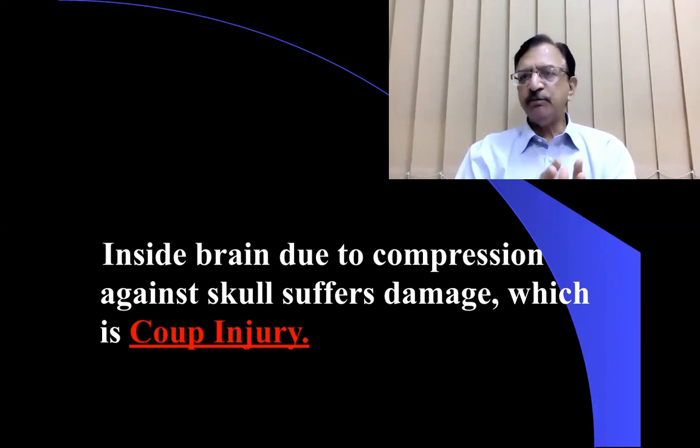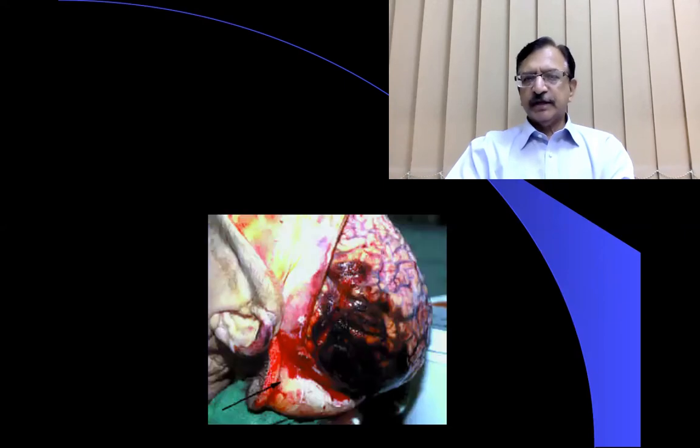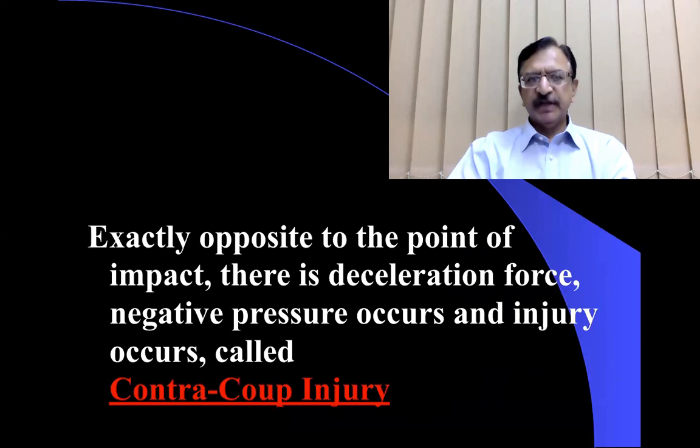The brain is still moving, the skull has stopped moving, and this will cause the concentration of the force in the brain to accumulate at the point of impact, that is the coup injury. This is the point of impact where there is maximum concentration of the brain matter, and it will cause laceration and bruise formation.